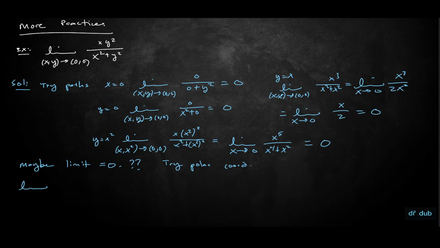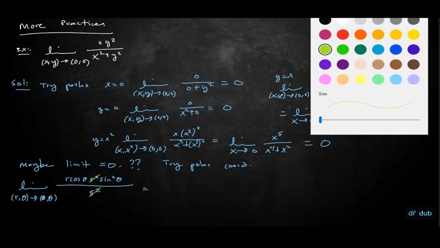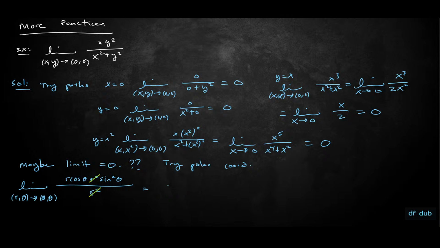So I'm going to say limit as r, theta goes to 0, theta. And I'm going to get r cosine theta times r squared sine squared theta over r squared. See, the r squared can cancel here and here. That's going to be the limit as r, theta goes to 0, theta, of r cosine theta sine squared theta.